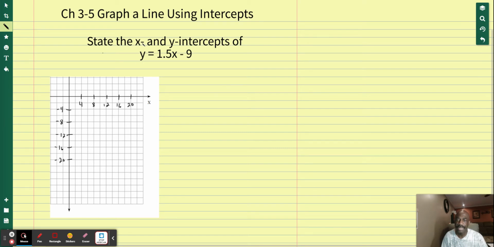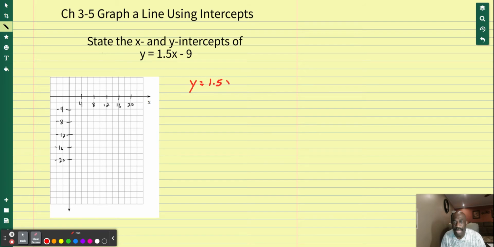The first question says, state the X and Y intercepts of y equals 1.5x minus 9. Let's write the equation first. This is what I want to know: where does the line cross the y-axis and where does the line cross the x-axis? So in actuality, we have to do this problem twice. One for the x, one for the y.